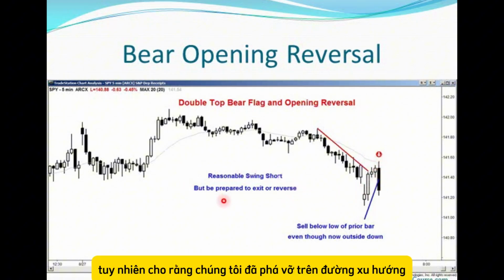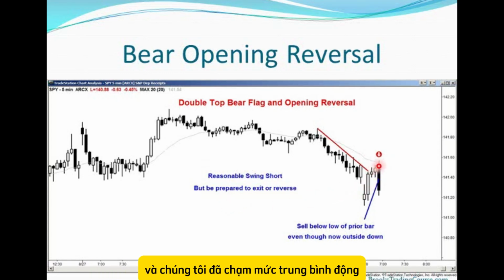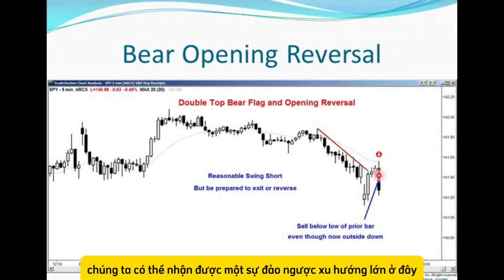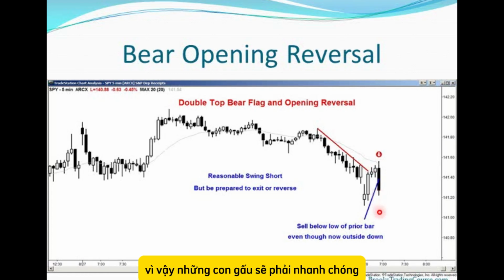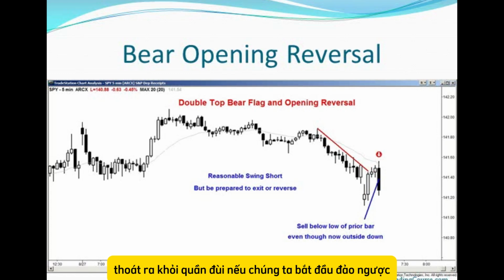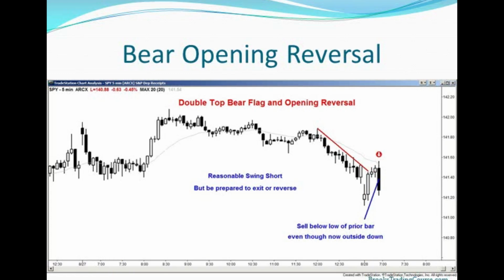However, given that we broke above the trend line and we hit the moving average, we may end up getting a major trend reversal down here, so the bears would have to be pretty quick to get out of shorts if we start to reverse up.